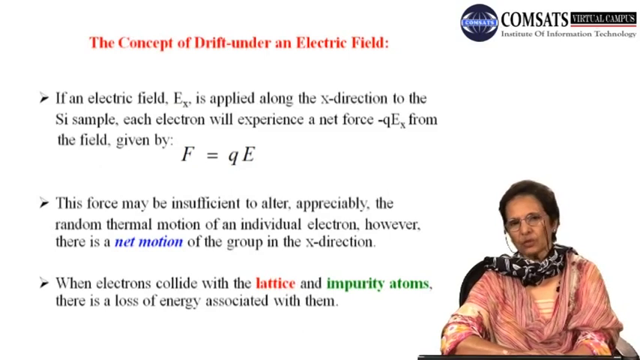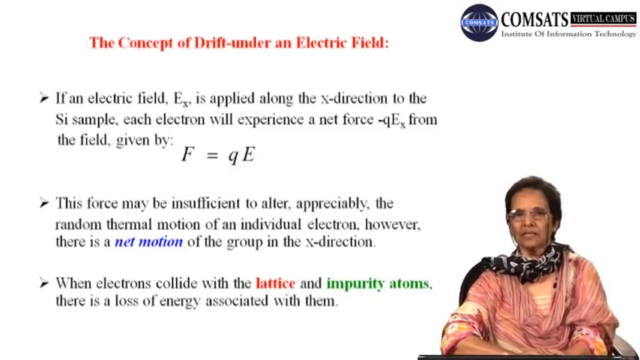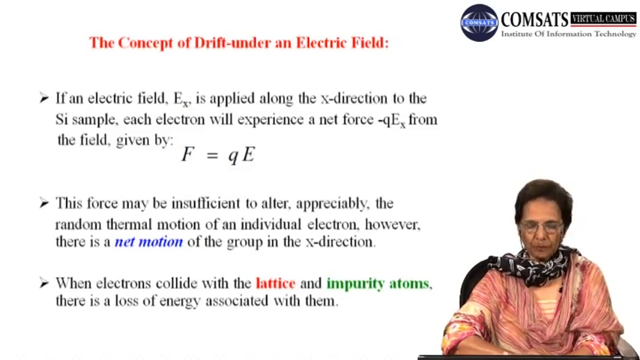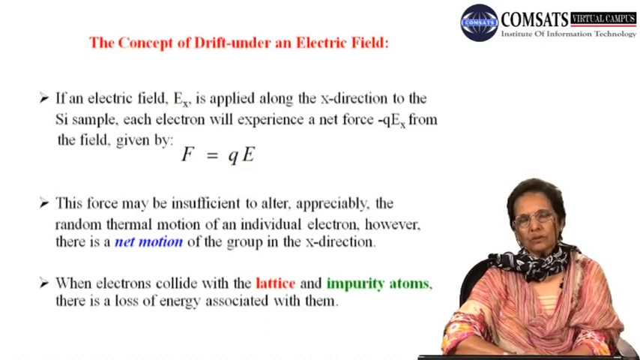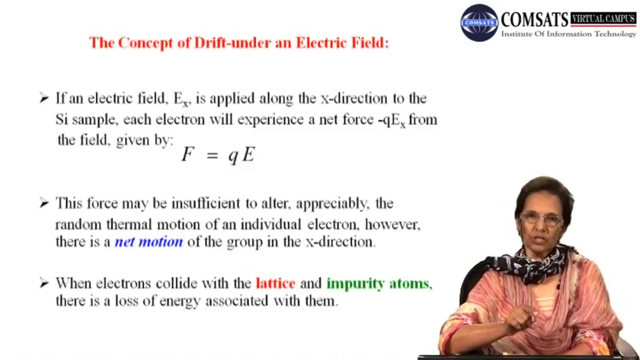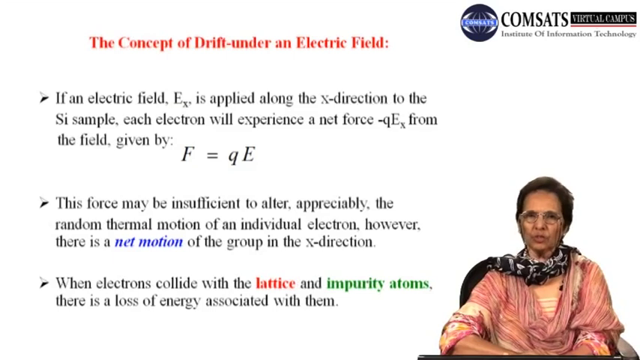So this force acts on the electron due to the electric field, which in this equation is designated as E. The strength of this field would depend upon the gradient of the potential applied across the semiconductor sample. Although we have not calculated the magnitude of the drift velocity at this point, in the previous slide you did calculate the thermal velocity component at room temperature for electrons in silicon, which comes out to be about 10 to the power 7.